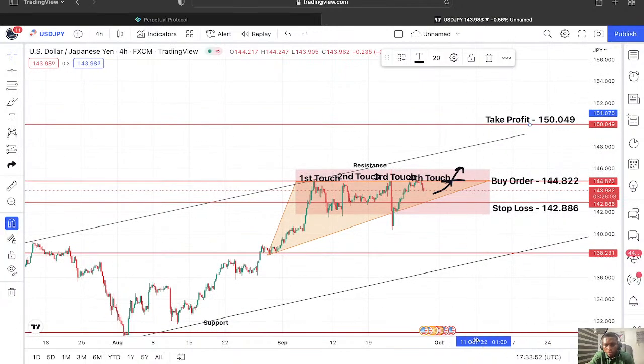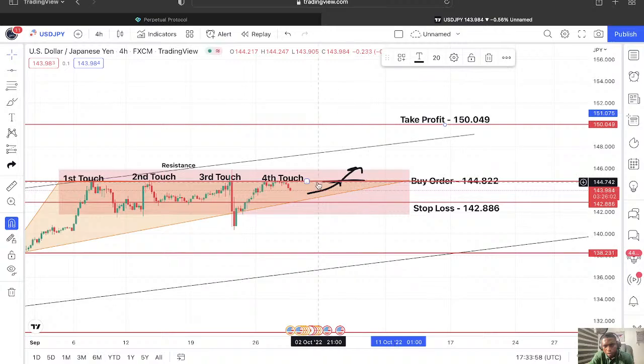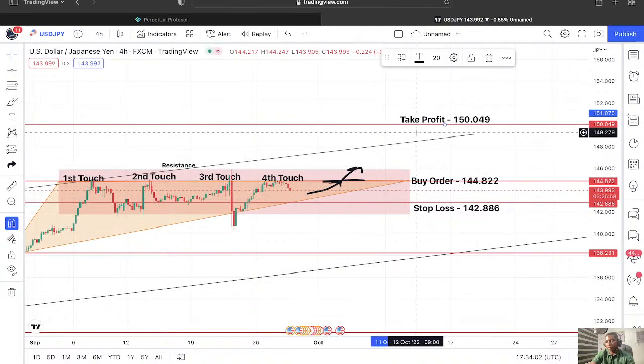So my take profit is to be here. Why is my stop loss here? Because I'm expecting a breakout at this level, the 5th time I'm expecting a breakout at this level.